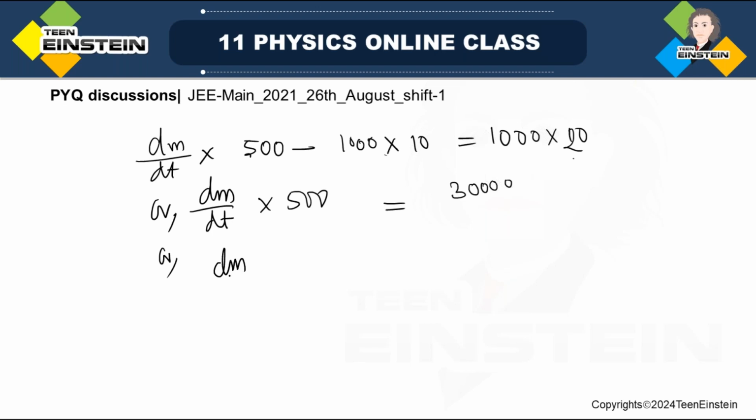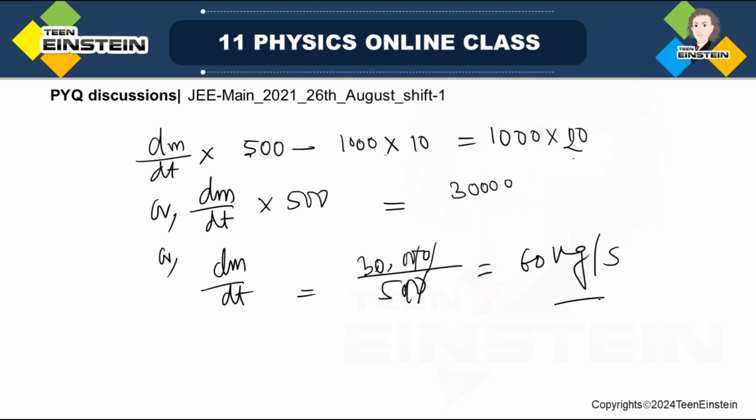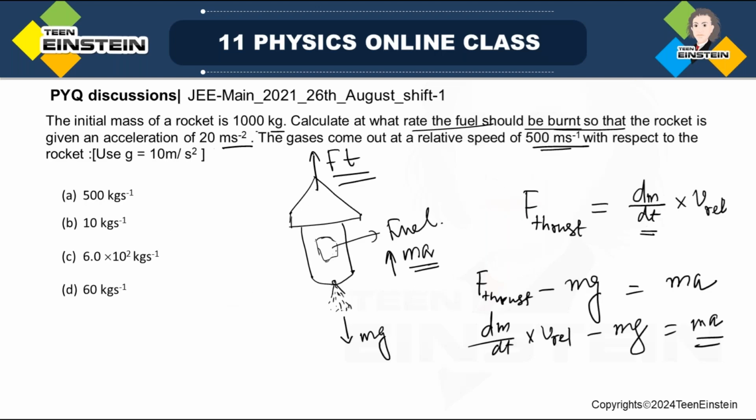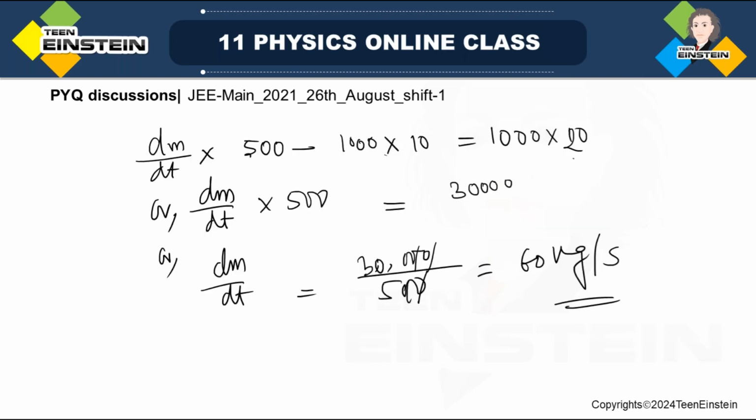So dm/dt will be 30,000 divided by 500. Okay, so you get 60 kg per second. This is the answer. 60 kg per second. So option D will be the correct answer for this question. Now let us go to the next problem.